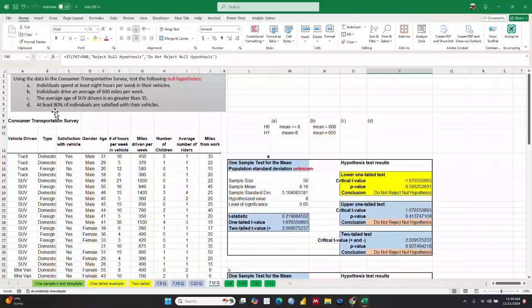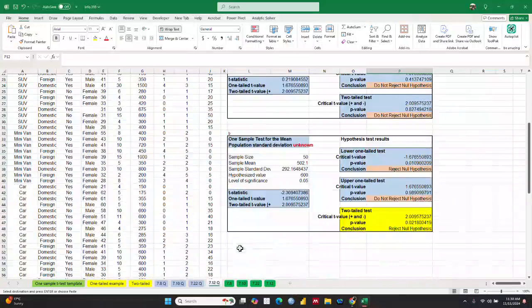Part D is saying that at least 80% of individuals are satisfied with their vehicle. So we are looking at a proportion and we want to see whether that proportion is correct or not. So our null hypothesis is the proportion is more than or equal to 80% and the alternative is obviously less than 80%.